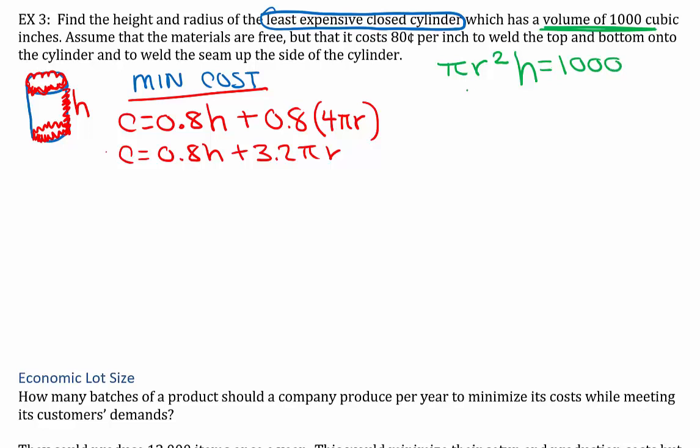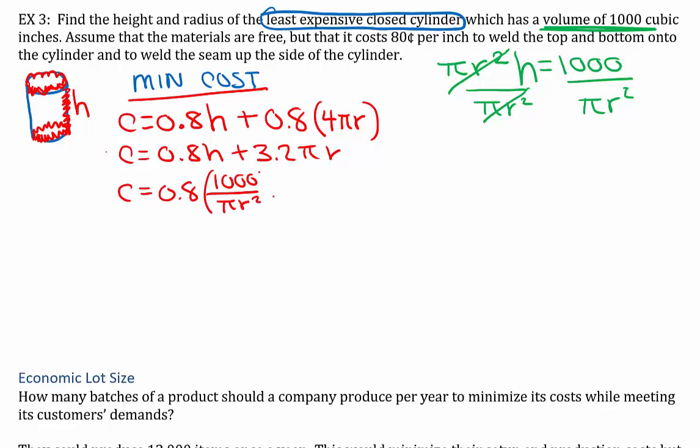I'm going to take this equation and solve it for h, and I end up getting h equals 1,000 divided by pi r squared. I plug that in for h into my cost equation, and I'm left with cost equals 800 divided by pi, I'm going to call that an r to the negative 2, plus 3.2 pi r. So now I have cost in terms of 1 variable only.